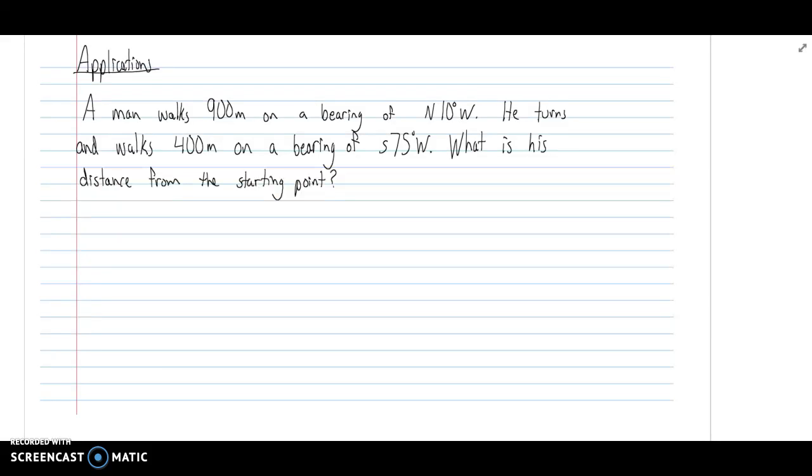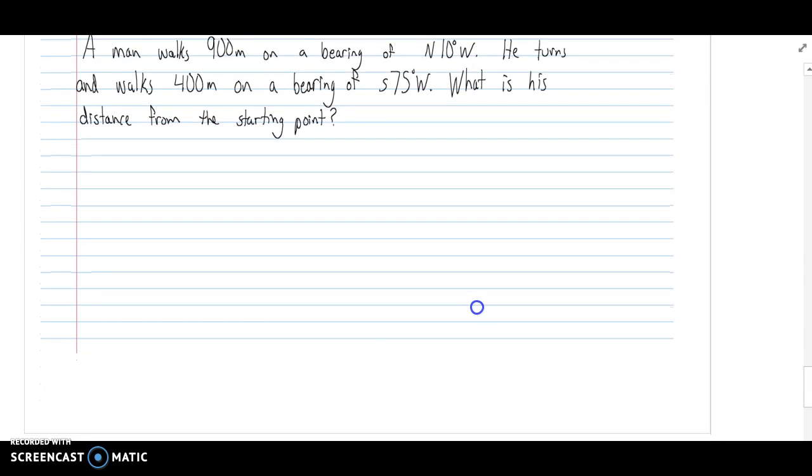So this is the second part of the 6.2 notes from pre-calculus on solving the law of cosines. And we have a couple of application problems. The first one is a bearing problem. A man walks 900 meters on a bearing of 10 degrees west of north. He turns and walks 400 meters on a bearing of 75 degrees west of south. What is his distance from the starting point?